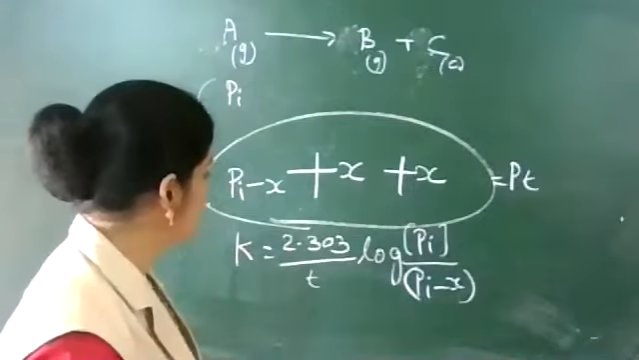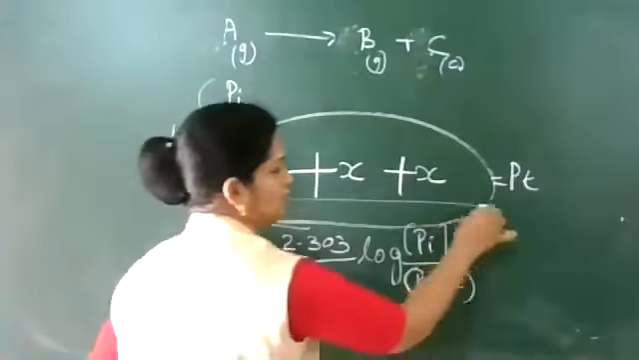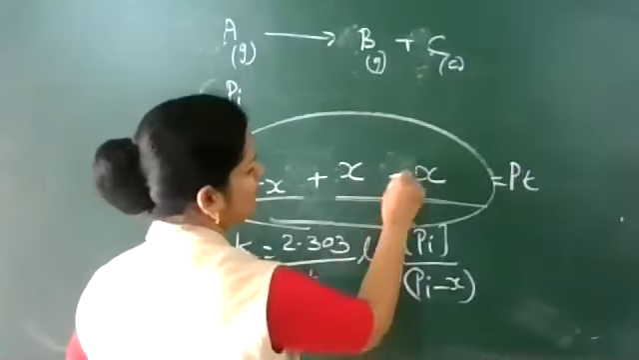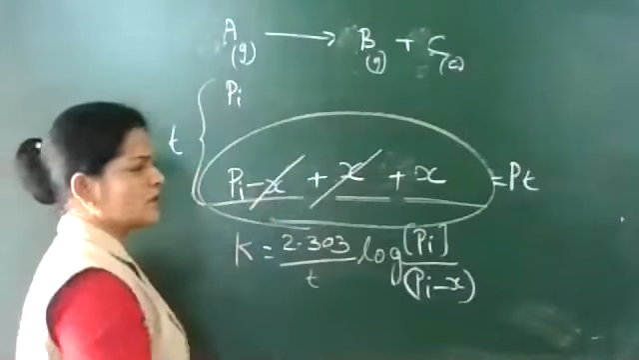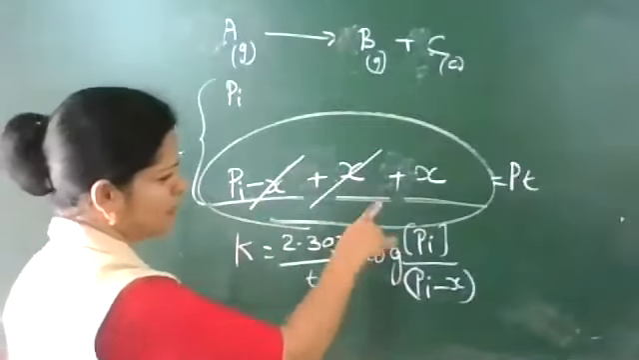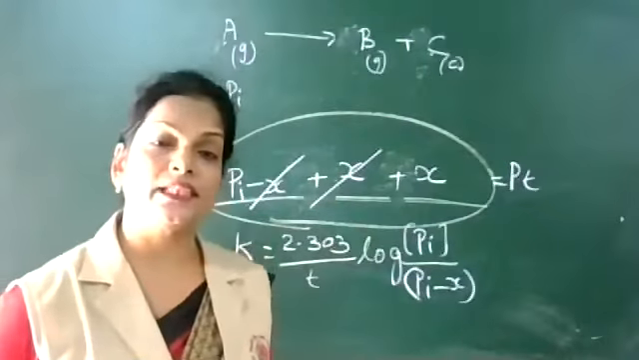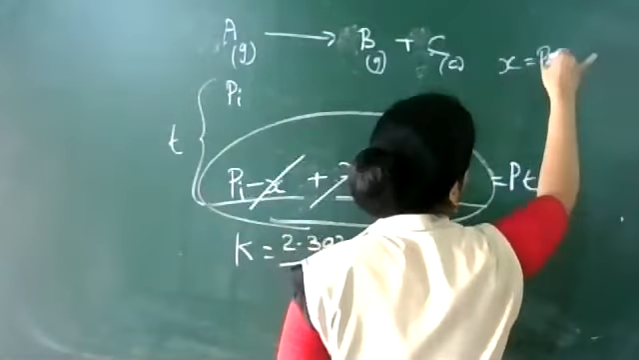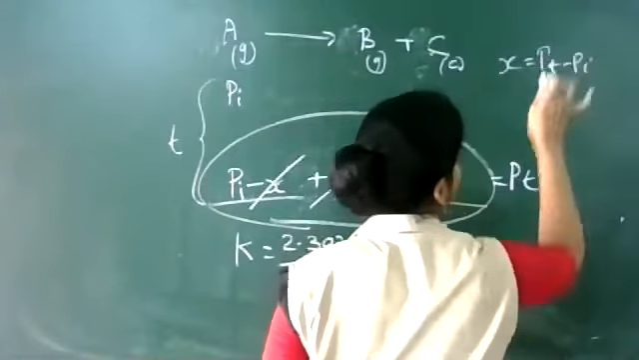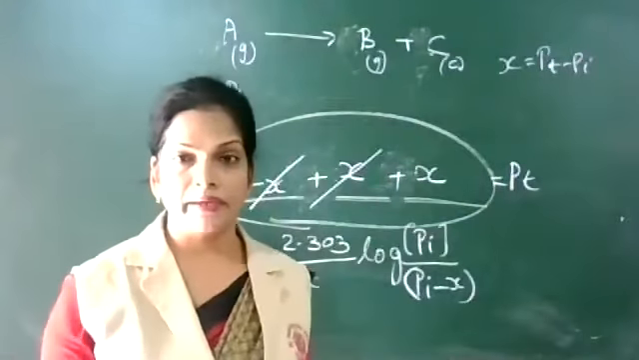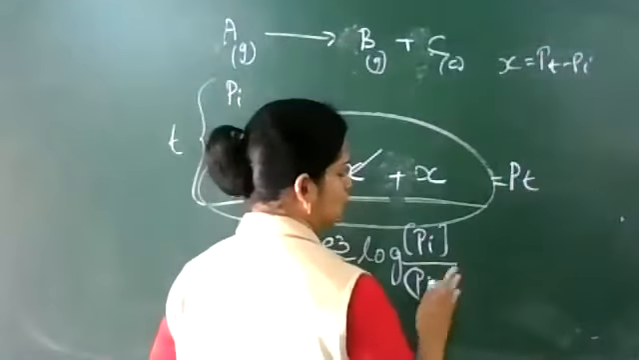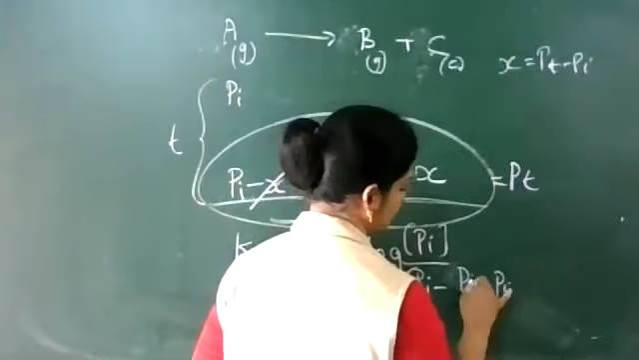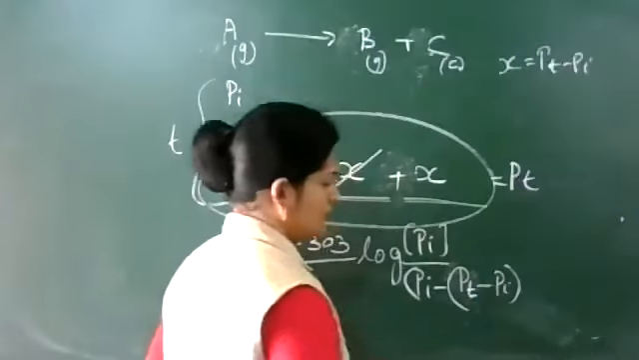What is the value of X? See, this relation we know: Pi minus X plus X plus X. Minus X plus X got cancelled. Pi plus X is equal to Pt, or X is equal to Pt minus Pi. Pt we can measure, Pi we can measure. So the X value is Pt minus Pi.